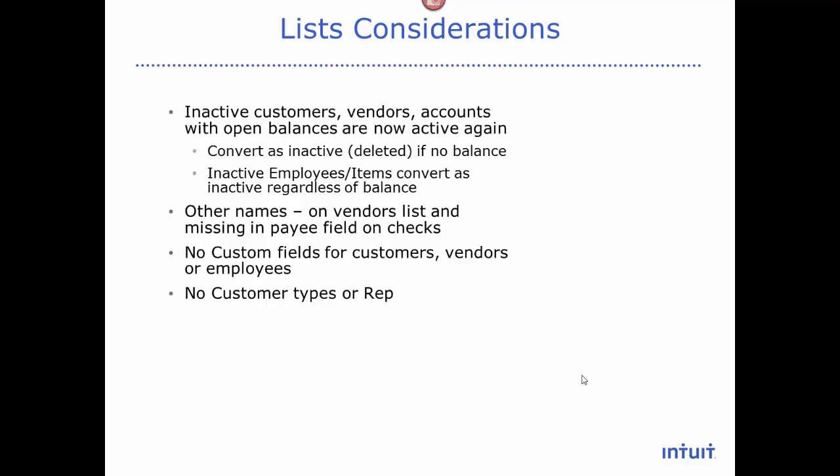Other names, there's no other names list in QBO, so those will be on the vendor list. There's no custom fields for names or items in QuickBooks Online. There's just 3 custom fields on a purchase order or sales receipt, estimate, invoice, so your sales forms. And then no real customer types or sales rep. However, sales rep will come over in one of the sales custom fields. I think it's either the first one or second, the name of the sales rep.